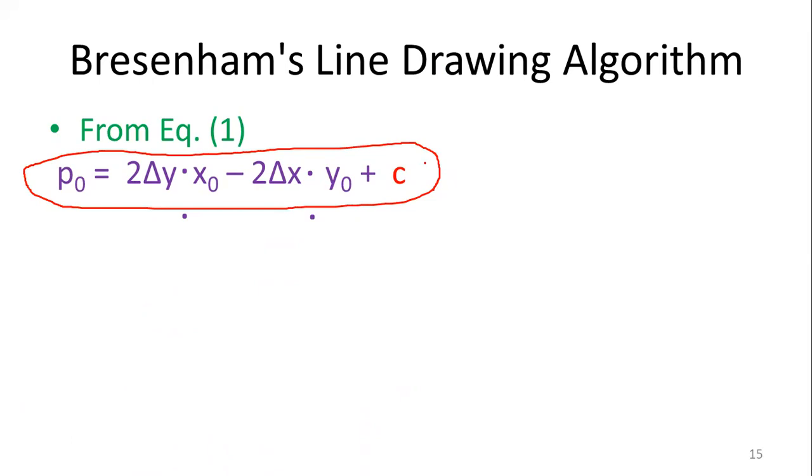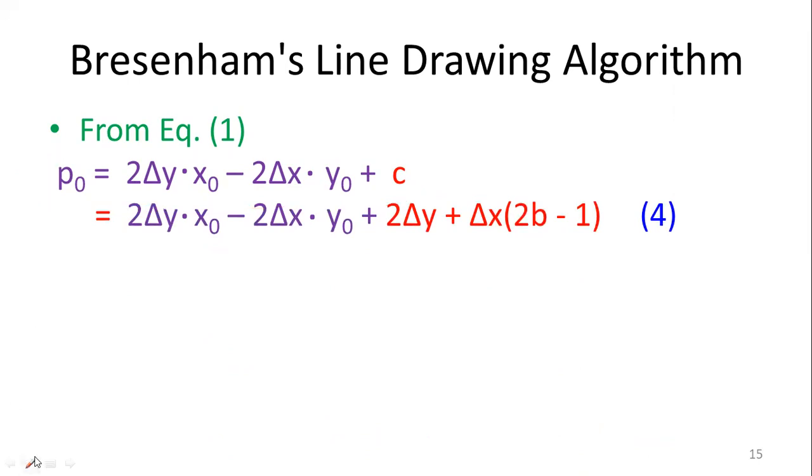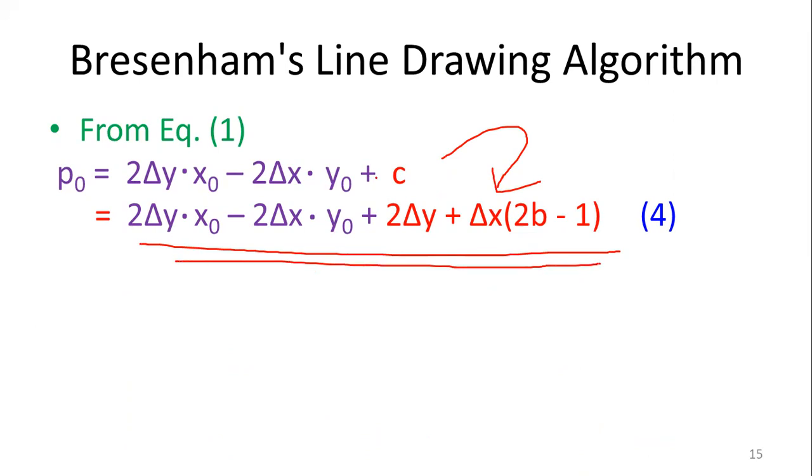Now I'm going to substitute for c. I'm going to expand this c. On expanding c, I got this equation, because c was 2 delta y plus delta x into 2b minus 1. So I expanded c and I got this final equation.